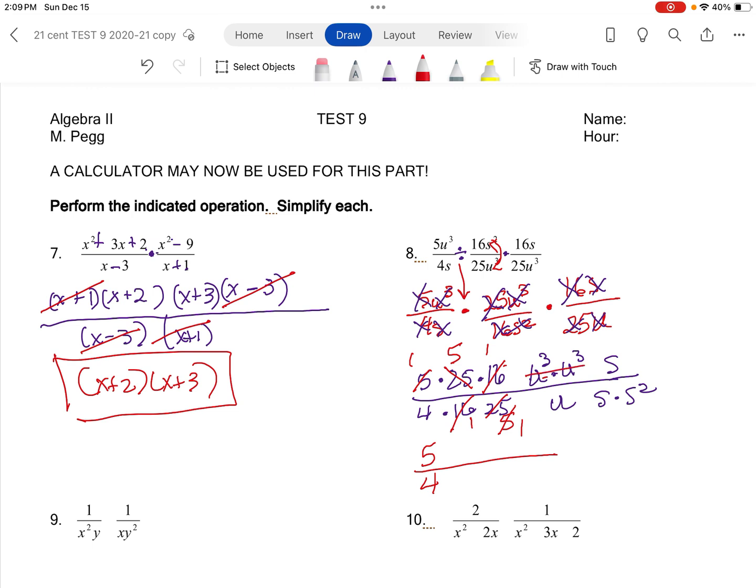Here I see 6 u's in the numerator, 1 in the denominator. I have more u's in the numerator, 5 more. On the denominator, s cubed when I combine those. I have an s in the numerator and an s cubed in the denominator, more in the denominator, 2 more. So it is 5u to the 5th over 4s squared.